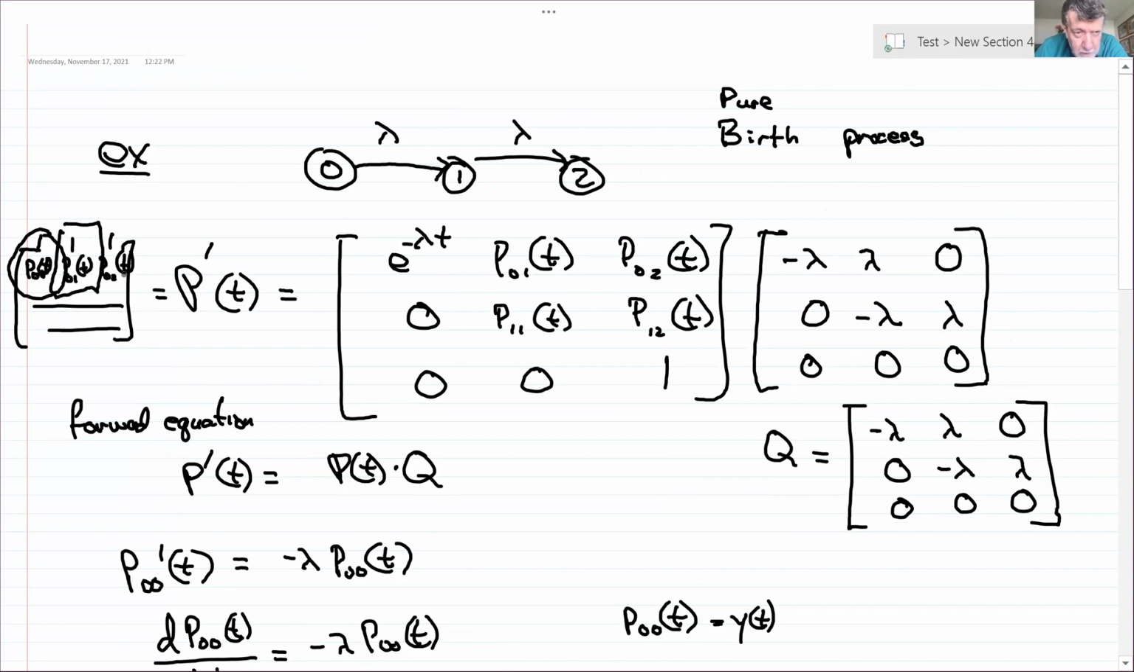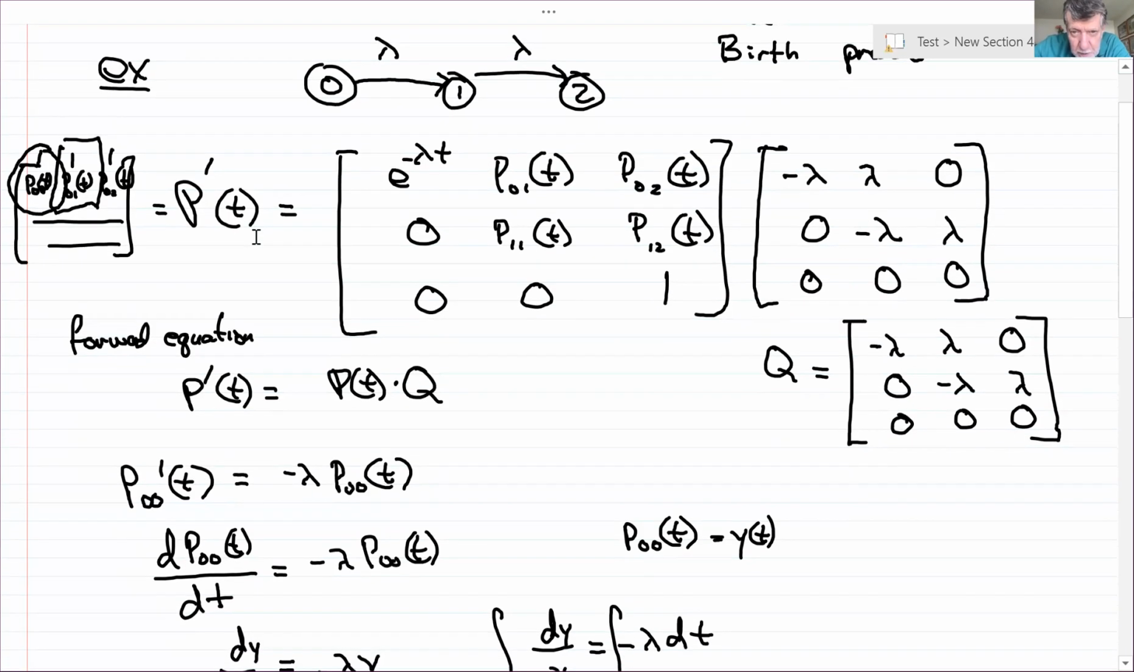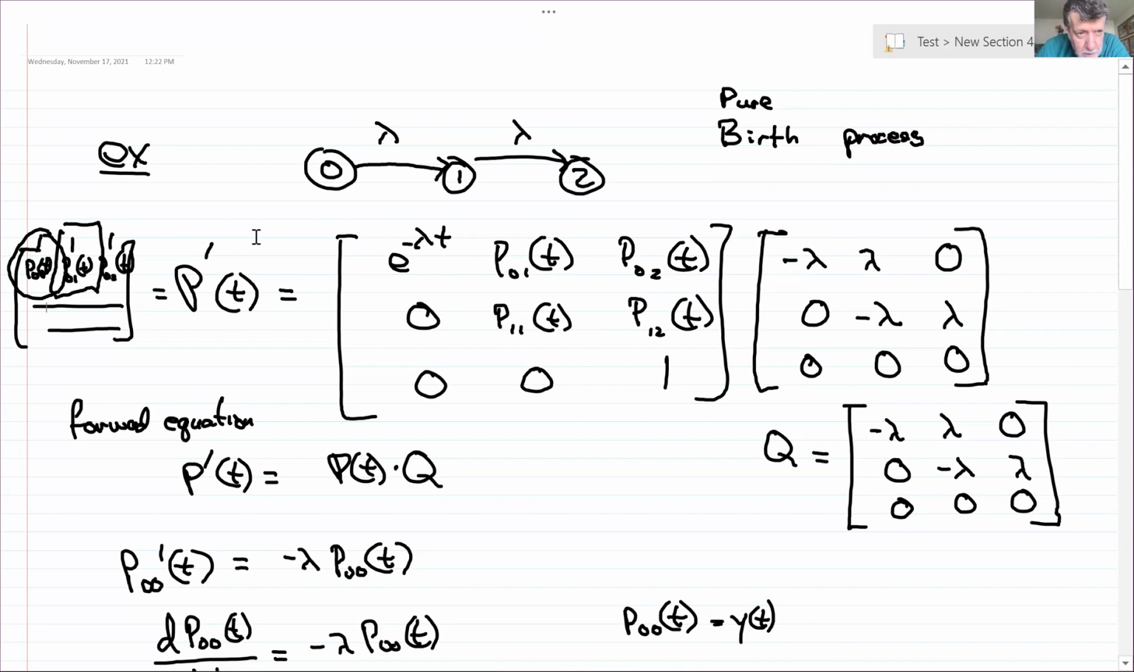P01 prime of t. And that would be found by doing what over here? That would be found by taking this row and multiplying it by the second column. So let's see if we can do that. Maybe we can squeeze it in here because it's nice to have this thing in front of us.